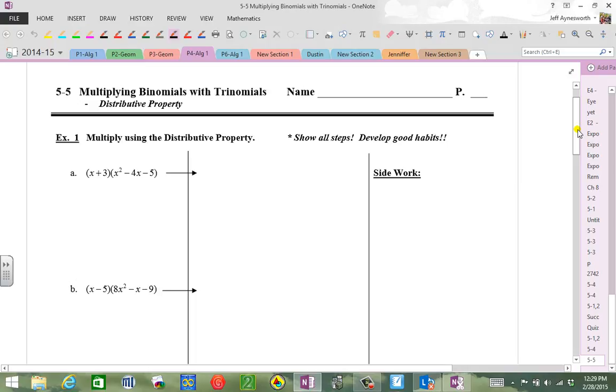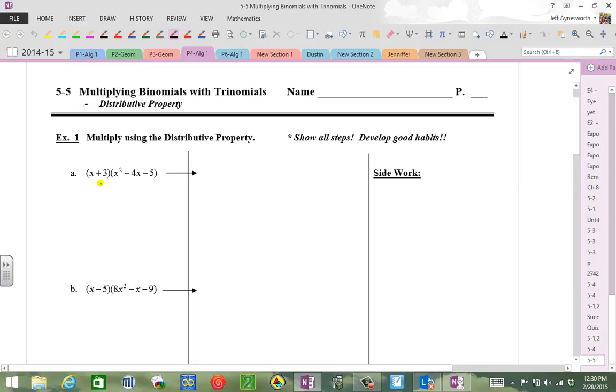Don't work ahead. Just go ahead and work with me step by step. If you're working in front of a computer, then obviously pause and play because it's the video. So if I go too fast, then pause the video and then go at your own pace. All right, here we go.